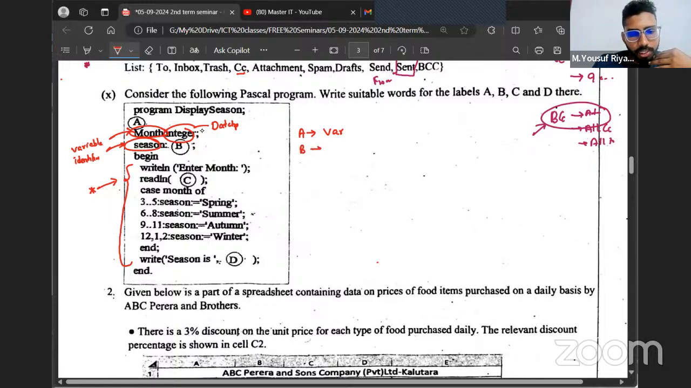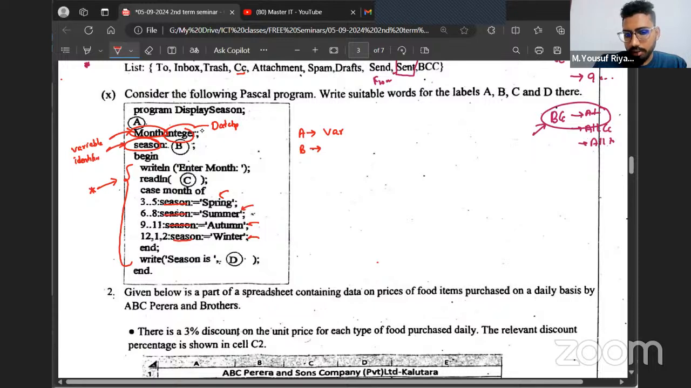Now, if you take Pascal, there are different data types we have: integer, string, Boolean. If you take the season variable, you can see it stores the word spring, the word summer, the word autumn and winter. So if it's going to store this text kind of data, what is the data type of that called?